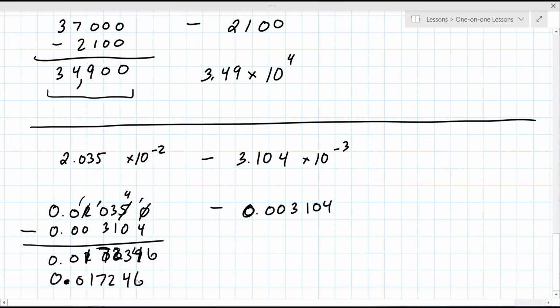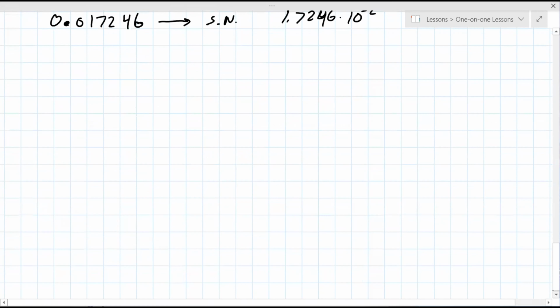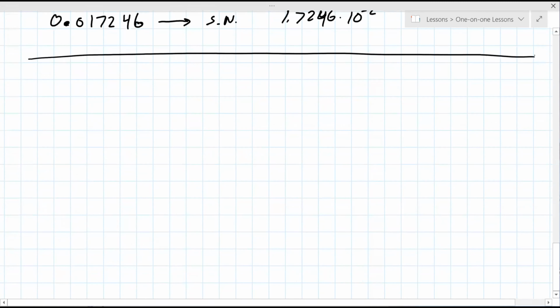Yeah. Okay. All right. So then convert this to a scientific notation number, please. 1.7246 times 10 to the negative second power. Great. All right. So I'm detecting, this is just an observation, that just the subtraction is the issue.